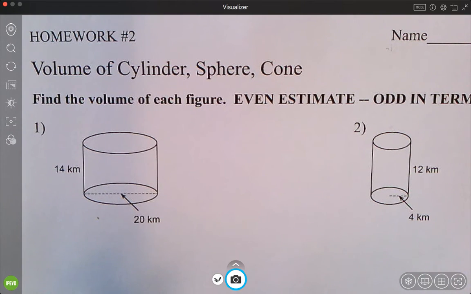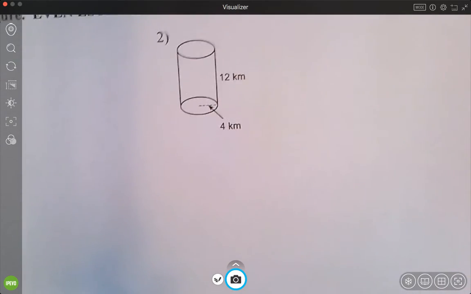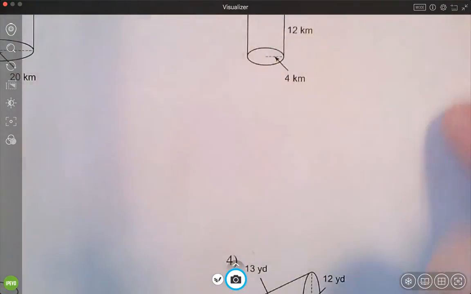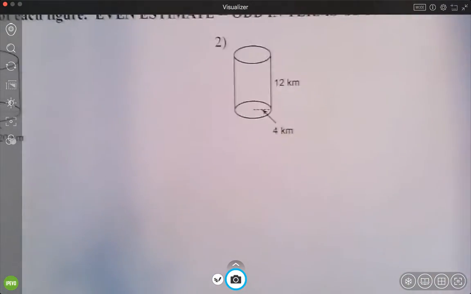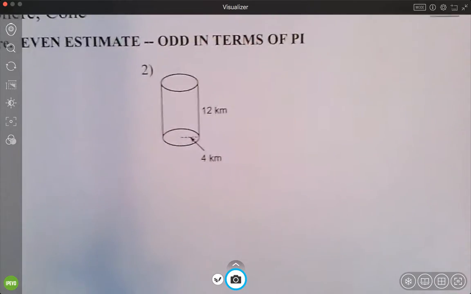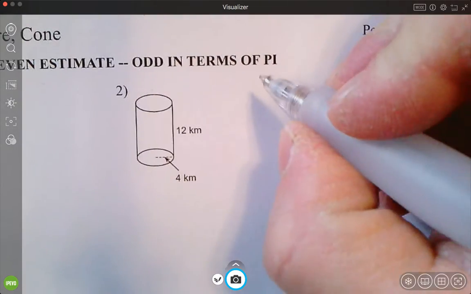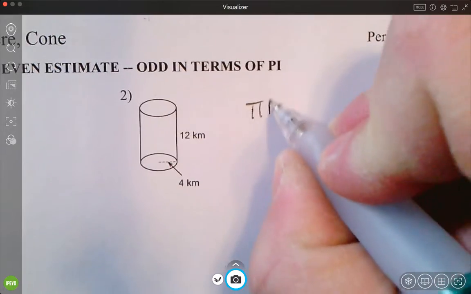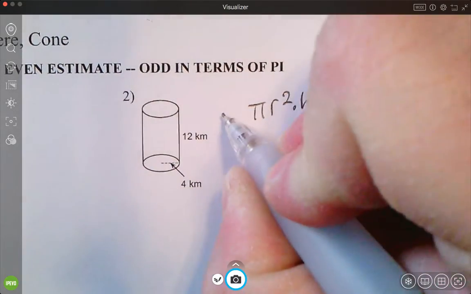I figured I'd record a video or two with some of the answers to the assignment I gave for today. Do the answers for numbers 2, 3, and then 6. So basically, remember for the evens, you were to do it in terms of pi, so leave pi alone. The formula for a cylinder is pi r squared times the height.